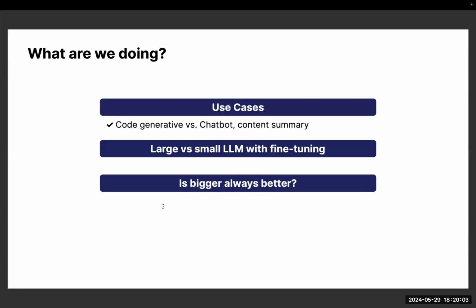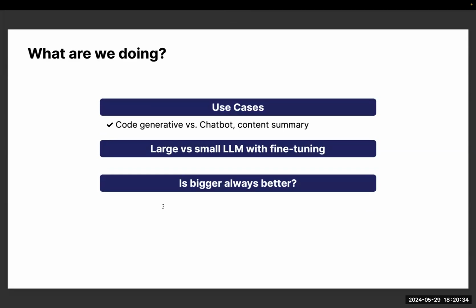So that ties it all the way back to what we are doing, right? We have an office in San Jose. We have a team, we have two teams there. We are looking at two different use cases for different kinds of models. As I mentioned, we do different training and also inference serving. The main thing that we're looking at here is the use cases. Are we looking at code generation versus chatbot or content summary?